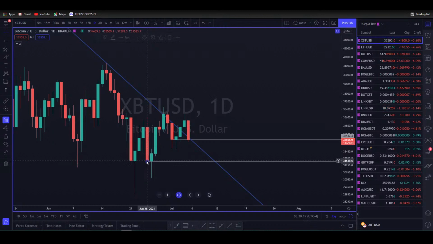You're looking for 31,583. This area here to this area. Is it possible that it catches support here? It is. Anything is possible, but these are generally targets for me. They are only targets. Wicks are targets. Your closes and opens is support and resistance.